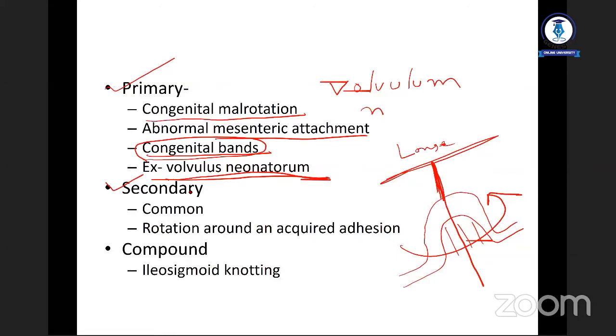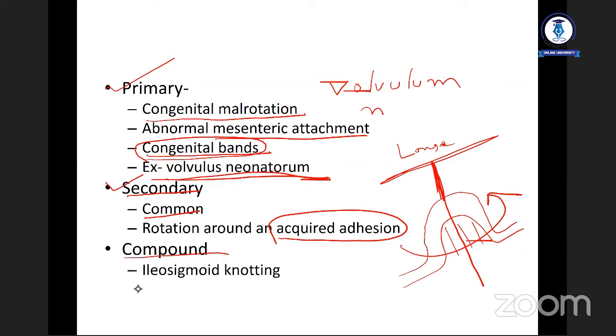Then comes secondary, which is more common, and is rotation around an acquired adhesion. When does this happen? Maybe the patient had some sort of surgery, and as a result, a band or some sort of adhesions has been formed in the abdomen. This is acquired, to be honest. And then there are compound volvulus.